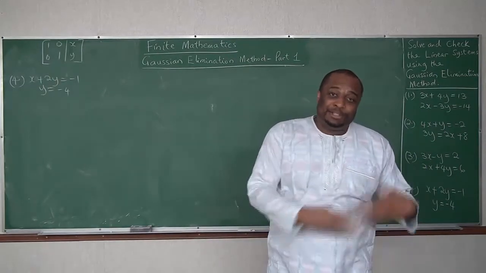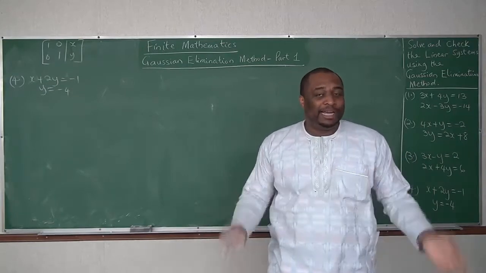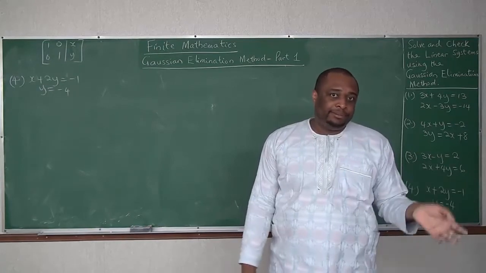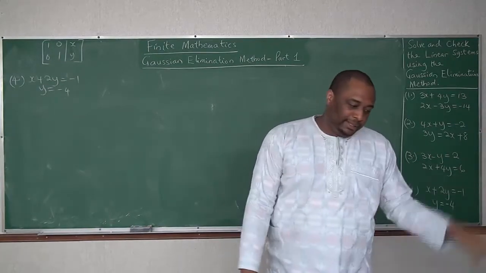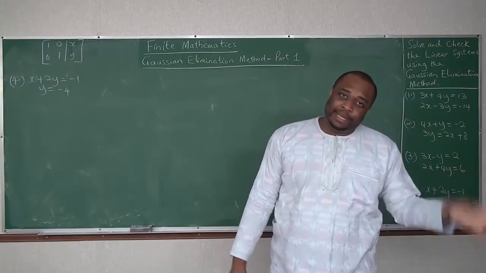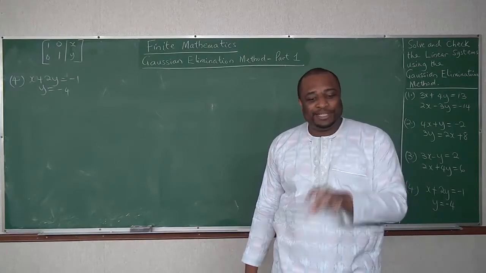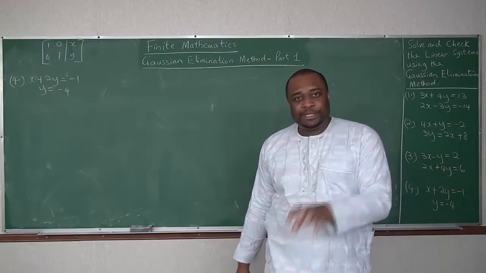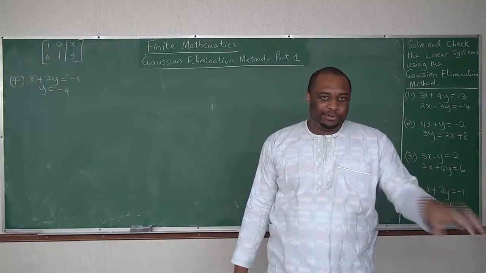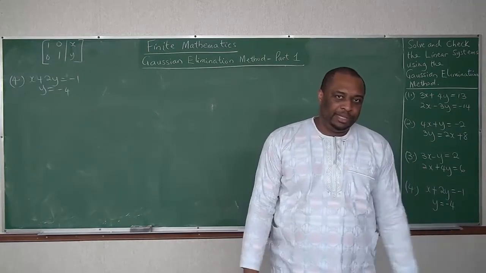Well, your professor says you should use this method. And if you decide to use another method, then you don't get credit for the method. You get credit for the answer, but you don't get credit for the method. If your professor says use the matrix inverse method, you use it. If your professor says use Cramer's rule, you use it. If your professor says use the Gaussian elimination method, you use it.